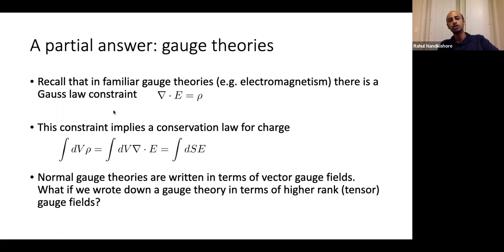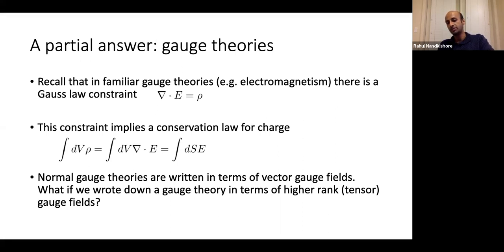So if you look at the charge in a volume, you can use Gauss's law to rewrite this as a volume integral of div E, and now you can use the divergence theorem to rewrite this as a surface integral. And if the electric field is fixed on the boundary, then the charge enclosed by that boundary must also be conserved. So, so far so good.